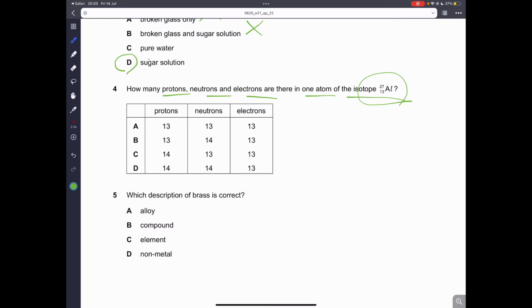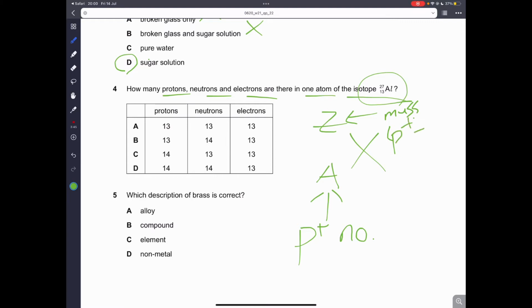So let's put element X as a general form. Let's put A as the atomic number. This is the atomic number, which is basically the proton number. And then Z as the mass number or the nucleon number. Now what is the nucleon number? It is basically the particles that are inside the nucleus, which are protons and neutrons.